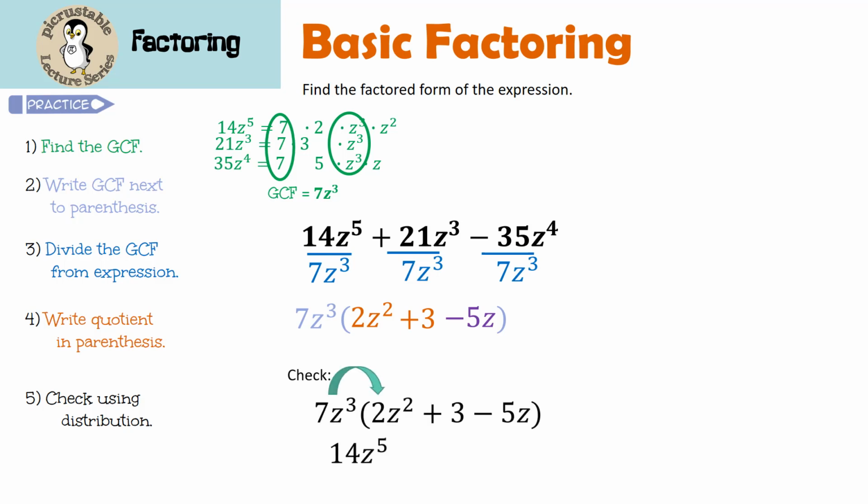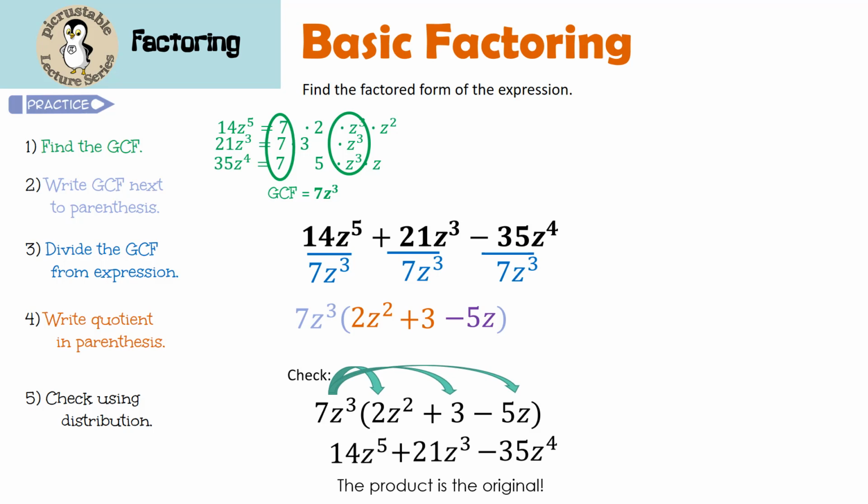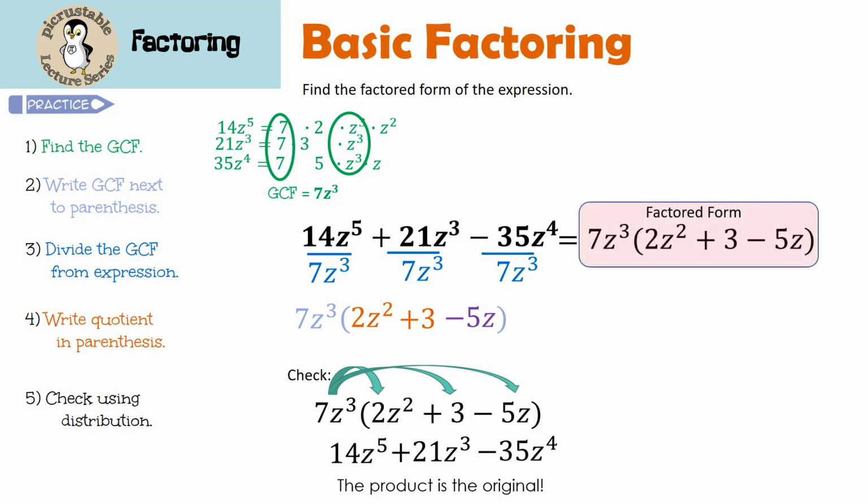We're going to use the distributive property. And guess what? The product is the original. So the factored form for this expression is 7z to the third times 2z squared plus 3 minus 5z. Once again, some instructors may ask you to put this in descending form. No problem.